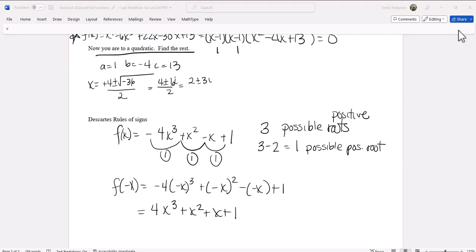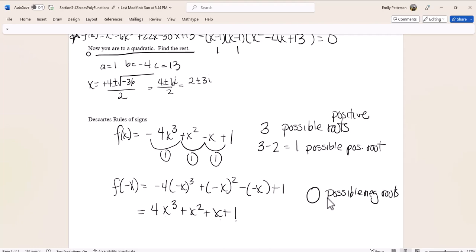And we get to this polynomial. So putting a negative x into the polynomial, the possible negative real roots are equivalent to the number of sign changes. Well, if I've put negative x into the polynomial, I don't have any sign changes. It's positive, positive, positive, positive. So there's 0 possible negative roots.